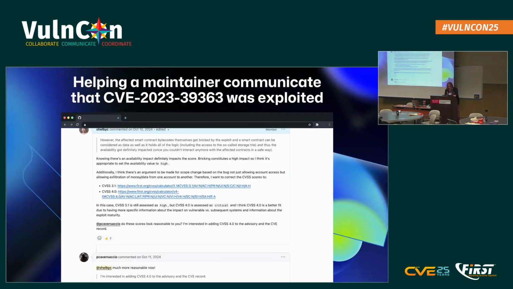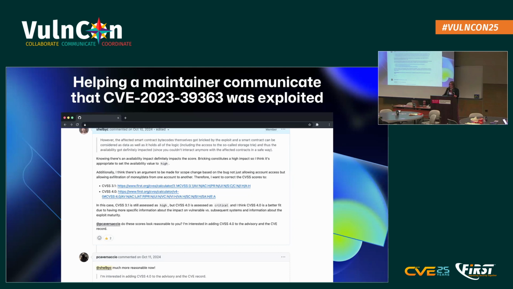And in fact, this worked out pretty well. I'd like to quote myself because I am pretty proud of how I handled the situation. So for the benefit of those who may not be able to read the small text, and for the benefit of myself, who likes to read her own words: knowing there's an availability impact definitely impacts the score. Breaking constitutes a high impact, so I think it's appropriate to set the availability value to high. Additionally, I think there's an argument to be made for scope change based on the bug not just allowing account access, but allowing exfiltration of money/data from one account to another. Therefore, I will correct the CVSS scores I provided for 3.1 and 4.0.